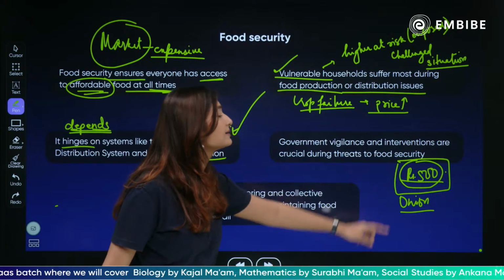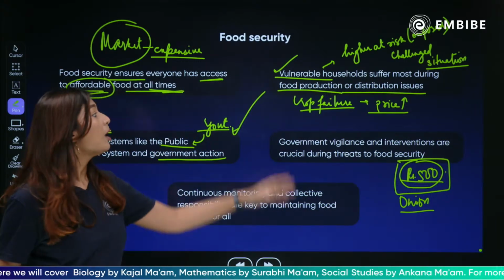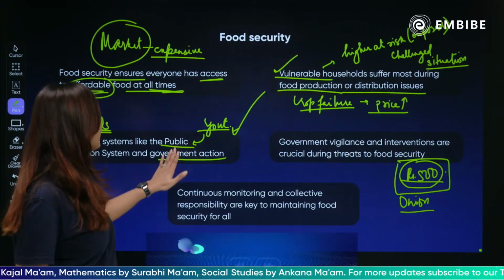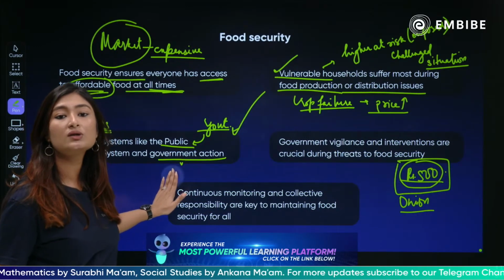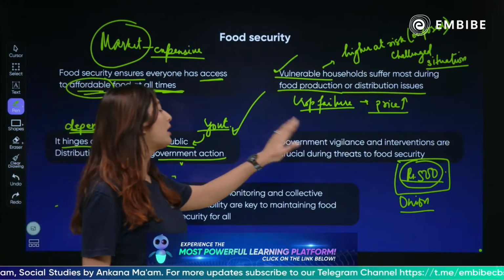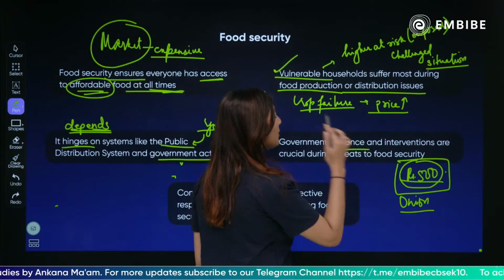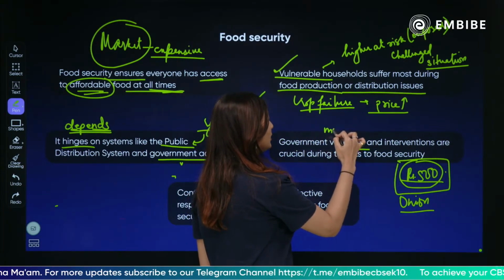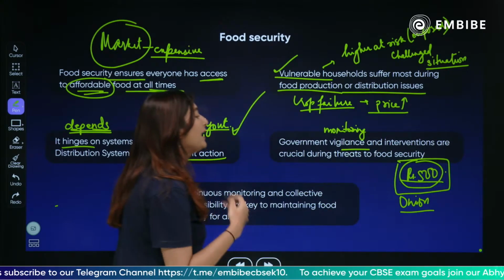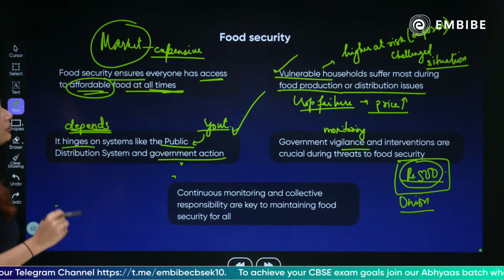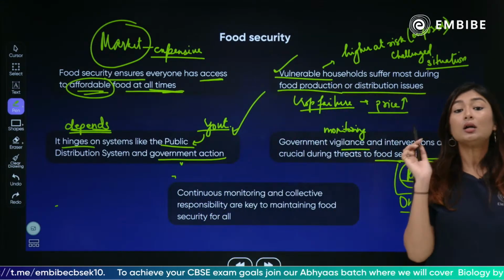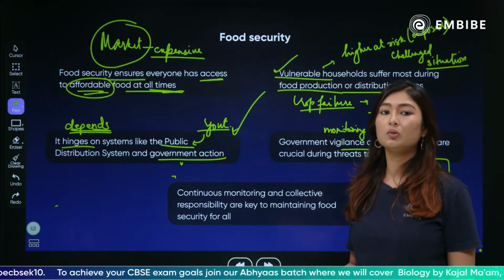In a situation like this, where the food prices are very high, people of vulnerable households or the residents of a country will be dependent on the system of food distribution which is organized by the government, what their actions are. And government vigilance, which is how they monitor. Okay, government monitoring we are talking about over here. And interventions are crucial during the threats to food security. So whenever people are not getting food, government plays the most important role.